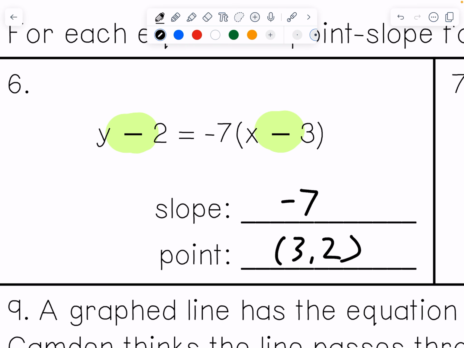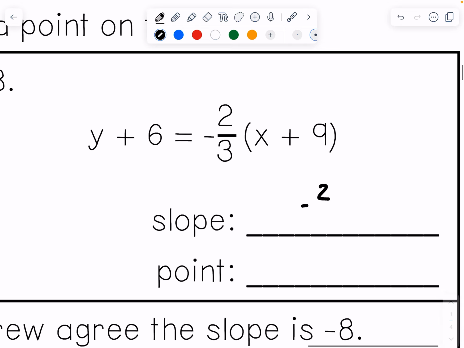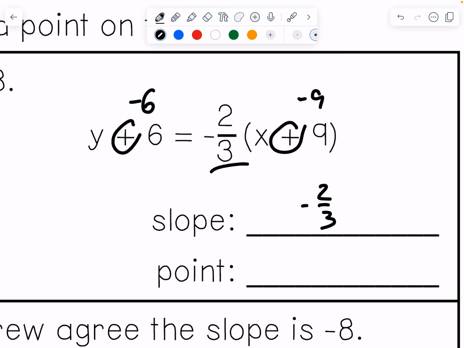Okay. And number 8, again, my slope, -2/3, my middle number. I notice that I have two pluses here, which means that I put in -9 and -6. Okay, so my point would be -9, -6.